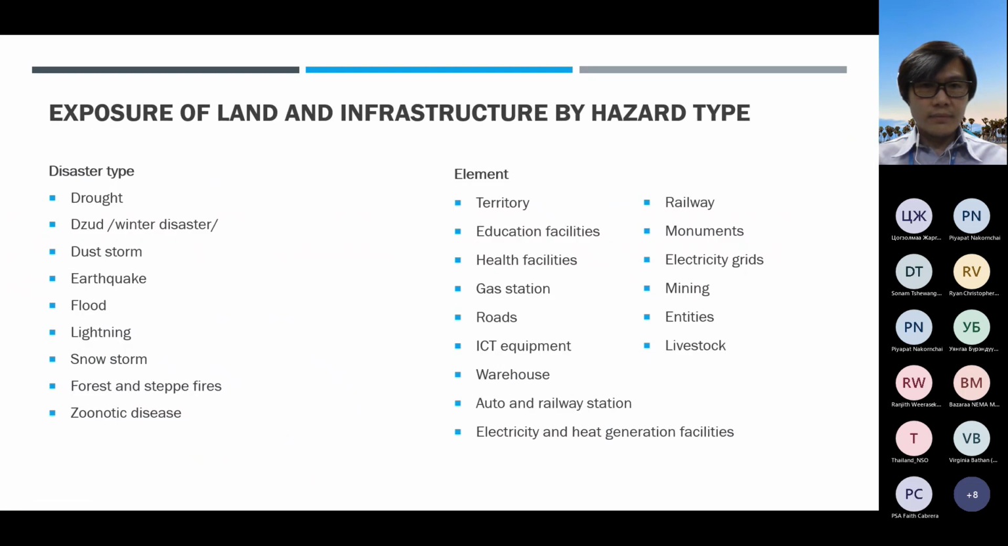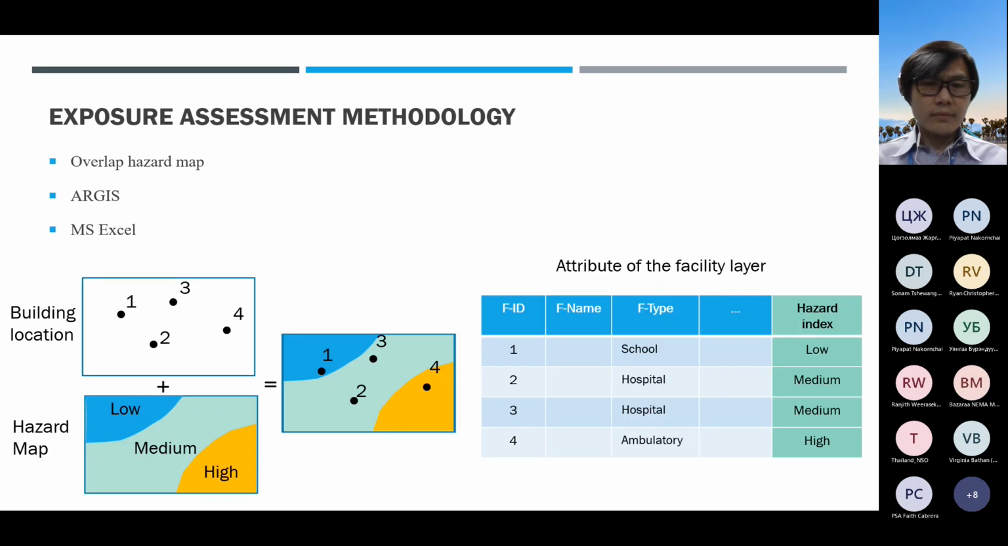Here it shows what we can find in the database in relation to the exposure to disasters. The ADB project assessed 10 types of hazards that commonly occur in Mongolia, including drought, flood, winter disaster, and earthquakes. Its exposure covers elements including educational and health facilities, roads and railways, and electricity grids at the territorial level, and many other things. All this data can easily be found in the database, so everyone can see it.